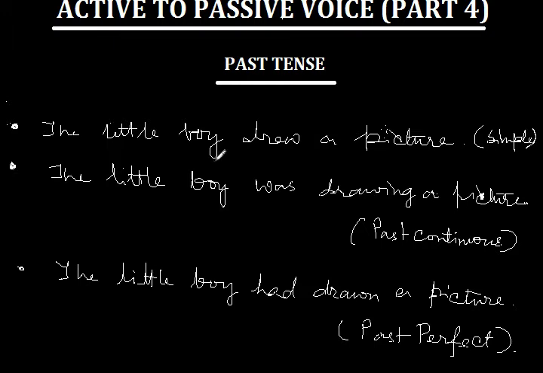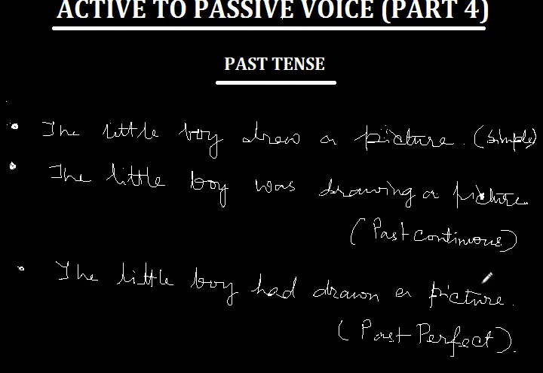Now I have given two examples. The little boy drew a picture, that is simple past. The little boy was drawing a picture, past continuous. The little boy had drawn a picture, that is past perfect. So these are subdivisions of past tense: simple past, past continuous, and past perfect continuous.